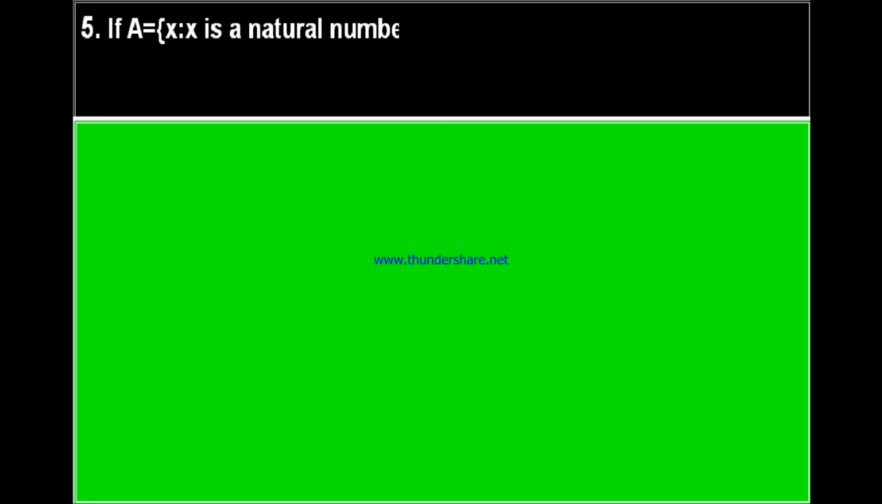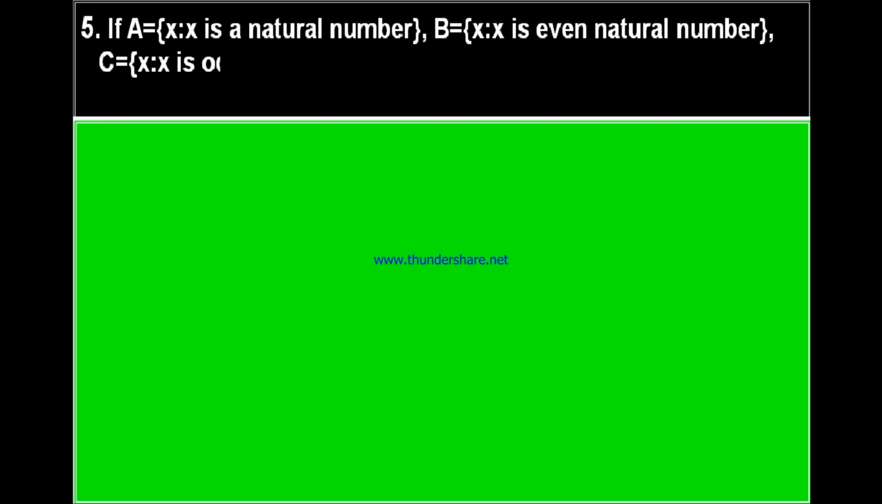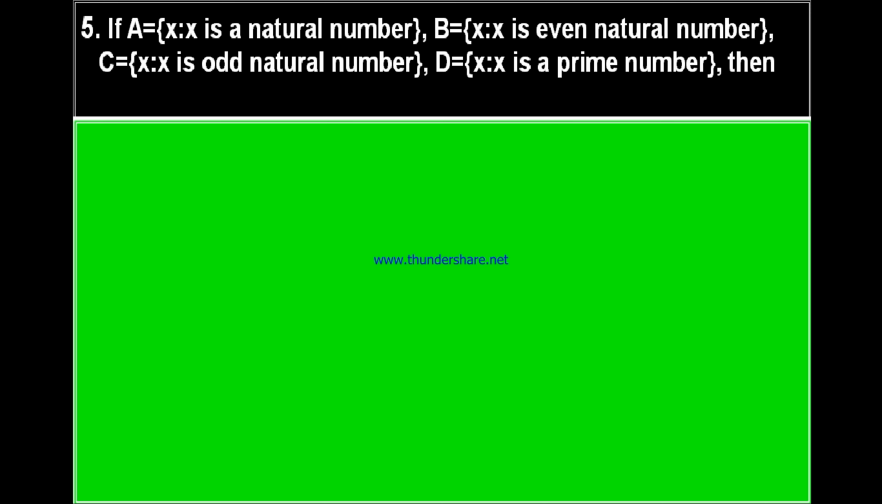If A is equal to the set of x such that x is a natural number, B is equal to the set of x such that x is an even natural number, C is equal to the set of x such that x is an odd natural number, and D is equal to the set of x such that x is a prime number, then find the values of A intersection B, A intersection C, A intersection D, B intersection C, B intersection D, and C intersection D.